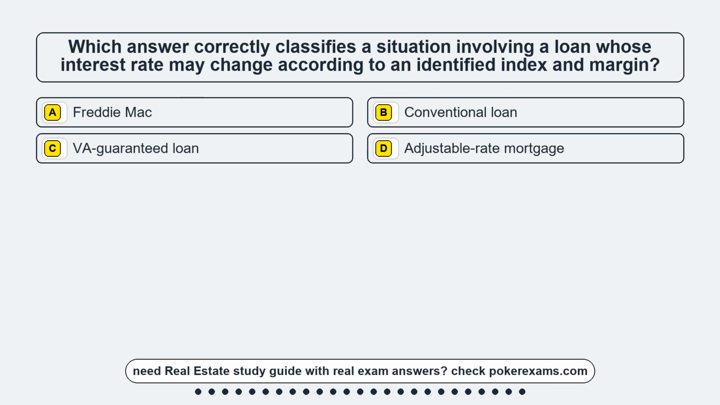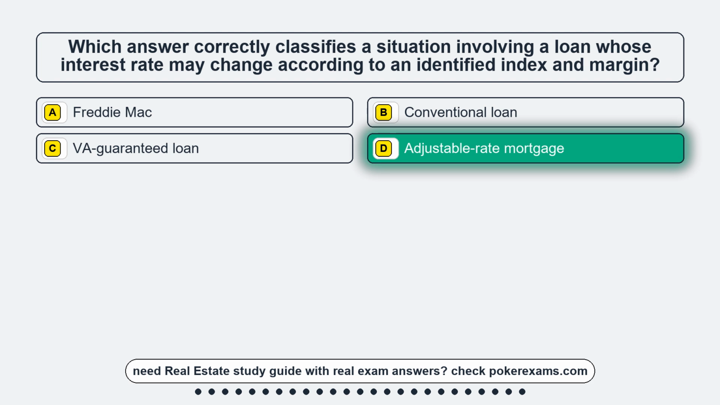Question 12. Which answer correctly classifies a situation involving a loan whose interest rate may change according to an identified index and margin? Option A, Freddie Mac. Option B, conventional loan. Option C, VA-guaranteed loan. Option D, adjustable-rate mortgage. The correct answer is option D, adjustable-rate mortgage.